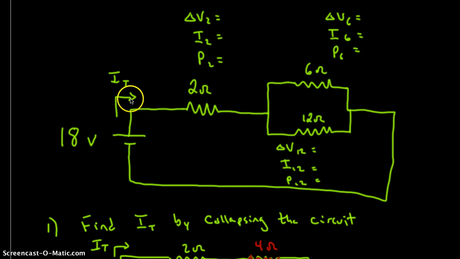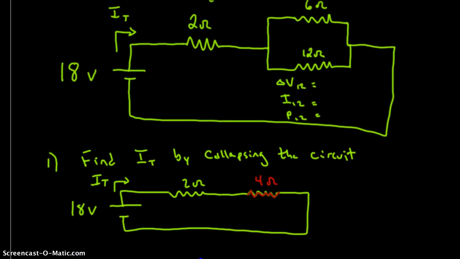So what we need to do is break the circuit down, find out the total current, and then we can work back to calculate all the different quantities that we want. So here's how we get started. We can find the total current by collapsing the circuit, and we begin with the 6 and the 12 ohm, which are in parallel.